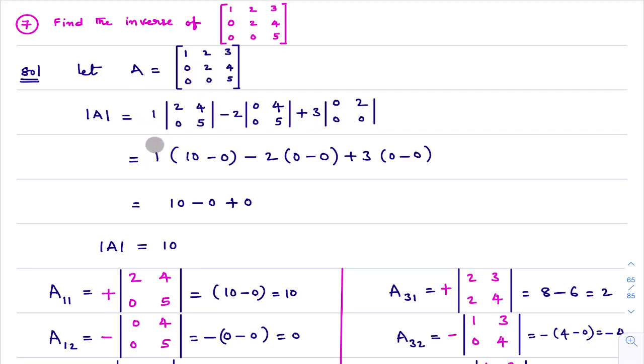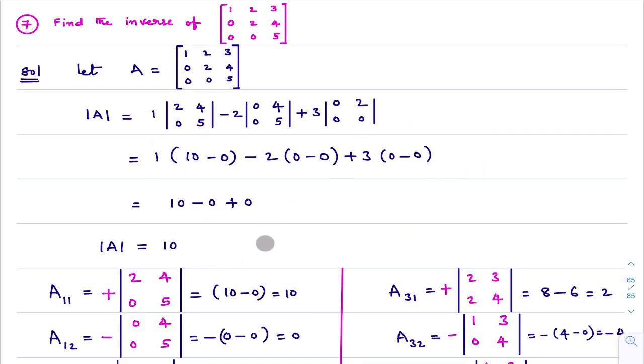Expand this further: 1 into the determinant of the 2 by 2 matrix. What you will get? 2 into 5, 10 minus 0, minus 2 into 0 minus 0, plus 3 into 0 minus 0. If I simplify this further, I get 10 minus 0 plus 0, which is the same as 10. So I calculated det A, and I got the answer 10.